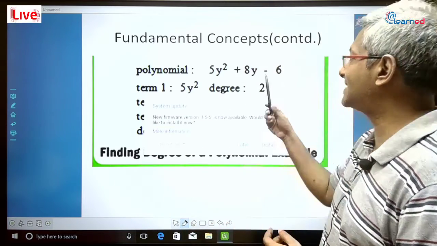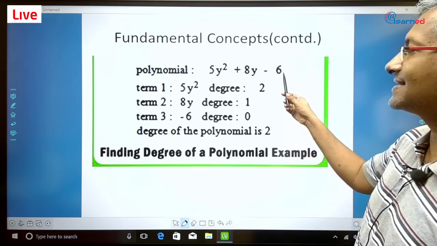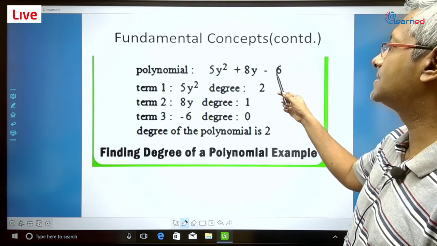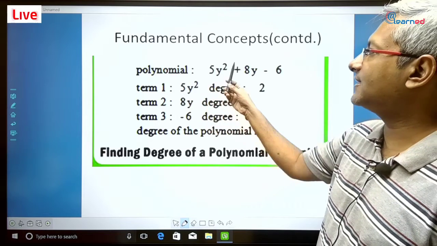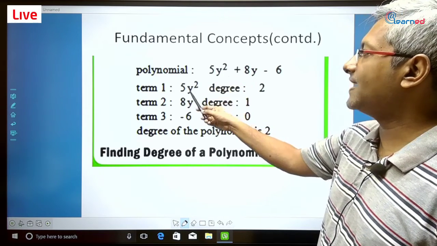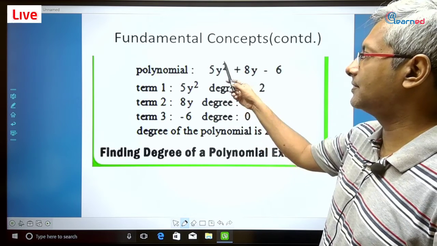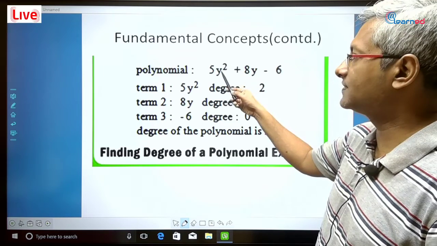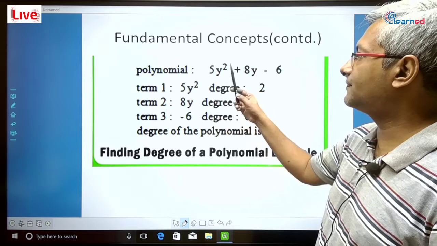So minus 6 I can write as minus 6 into 1, or minus 6 into y to the power 0. So if I consider the first term, y squared, the degree is 2. This is the highest power over here in the first term. What is the second term?